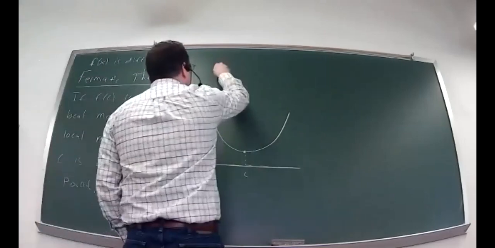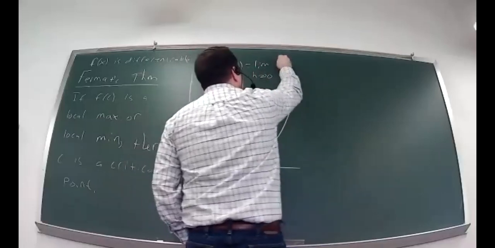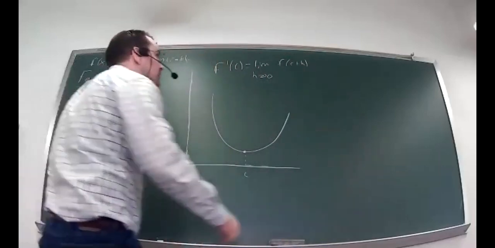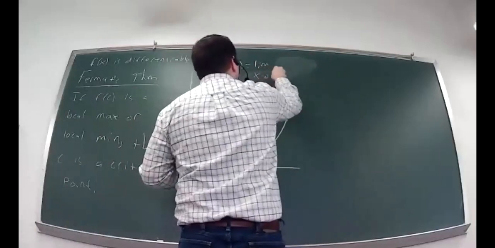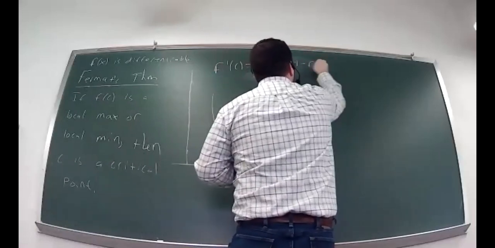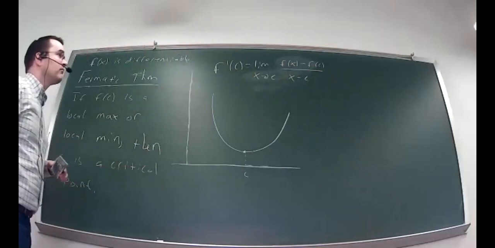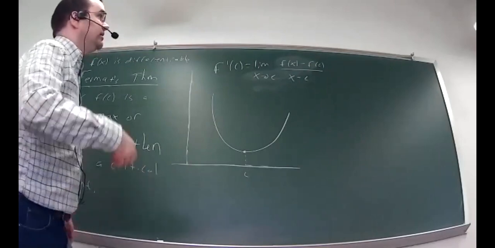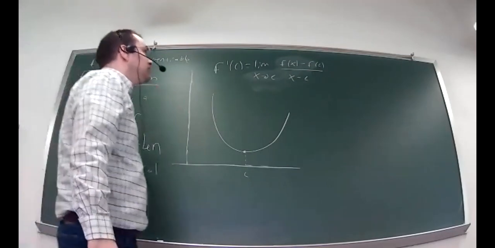And this limit is, h goes to 0 of f of C plus h. Actually, I'll use this other definition. The limit as x goes to C of f of x minus f of C over x minus C. And remember that a limit exists exactly when the left and right hand limits exist and are equal to each other.